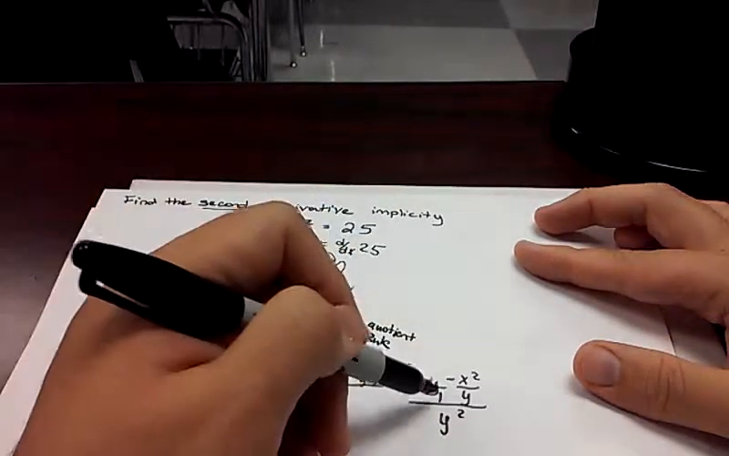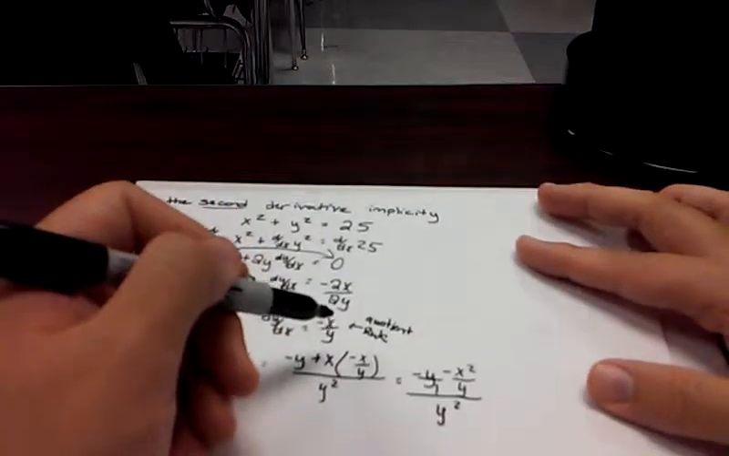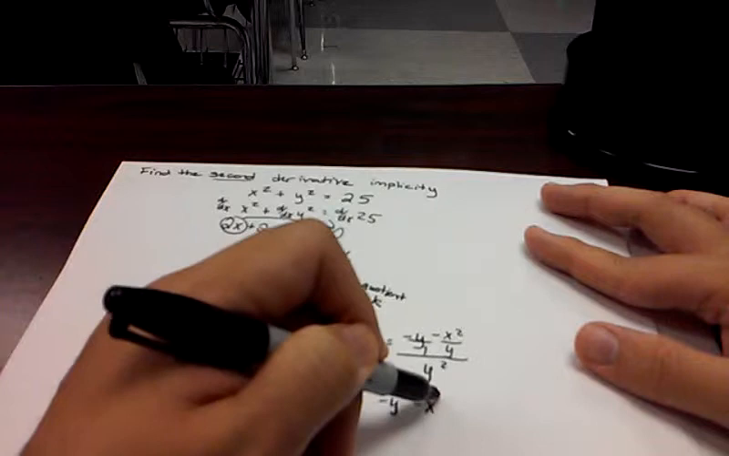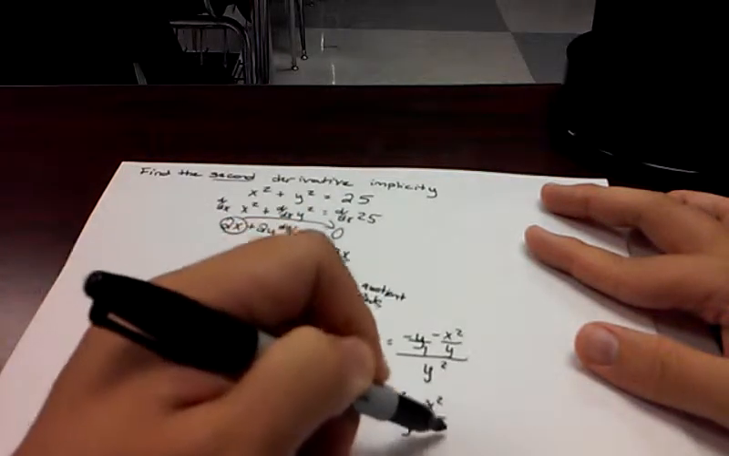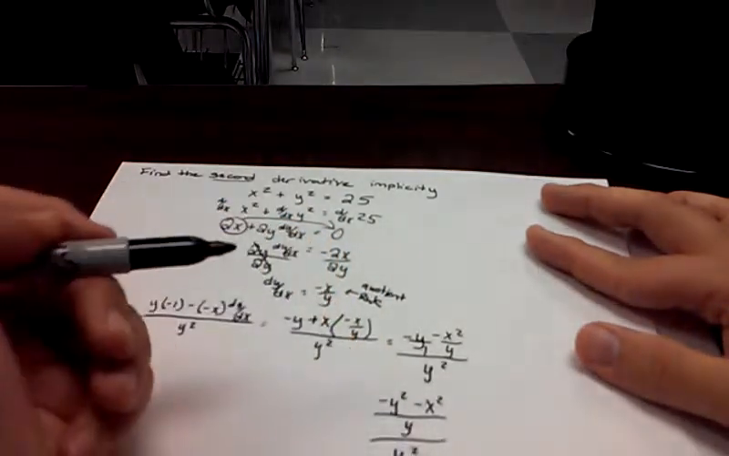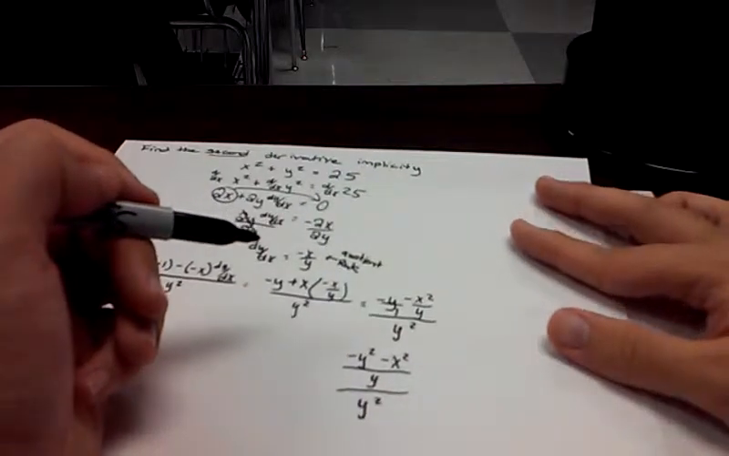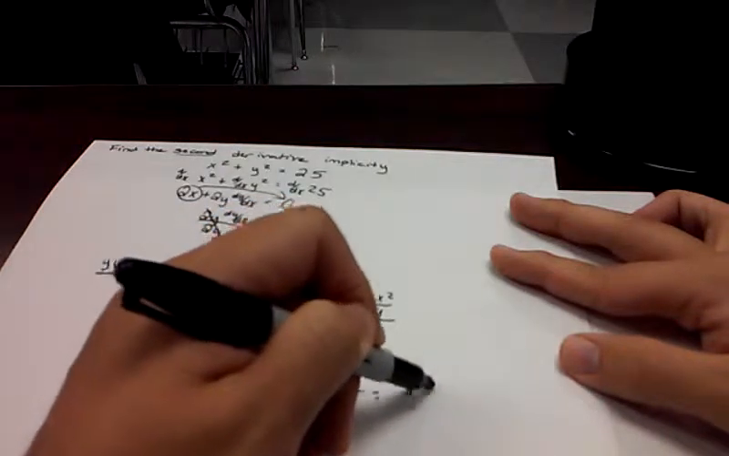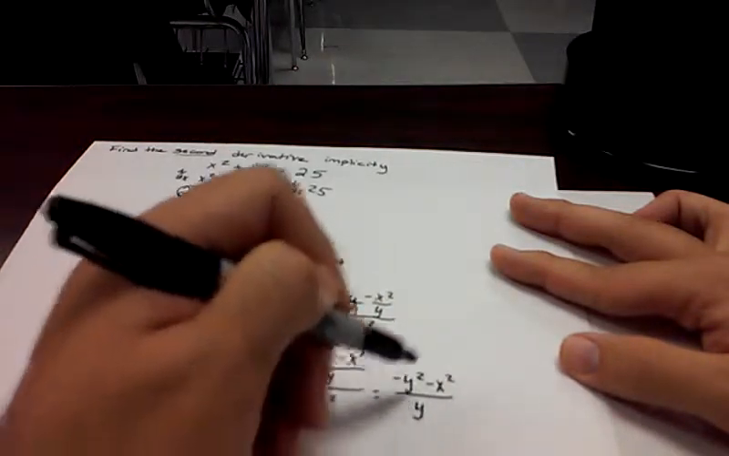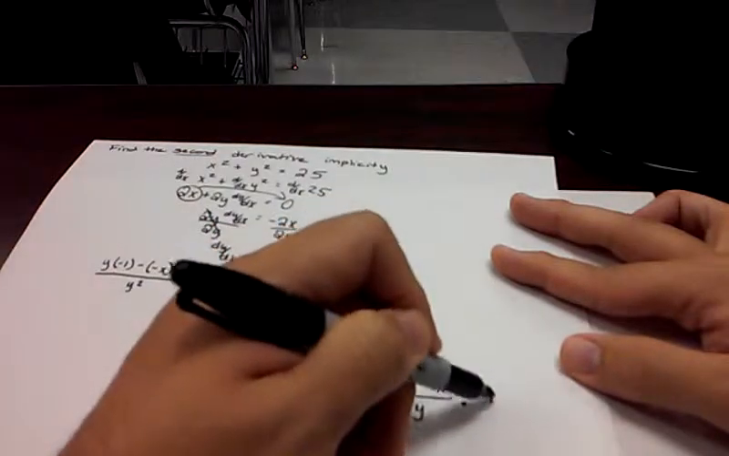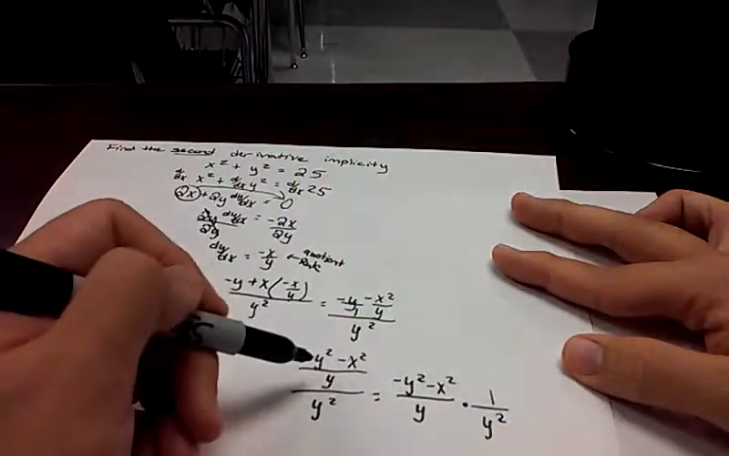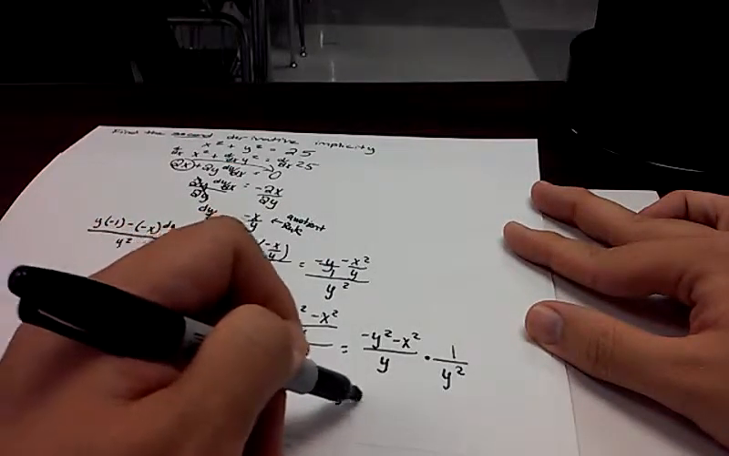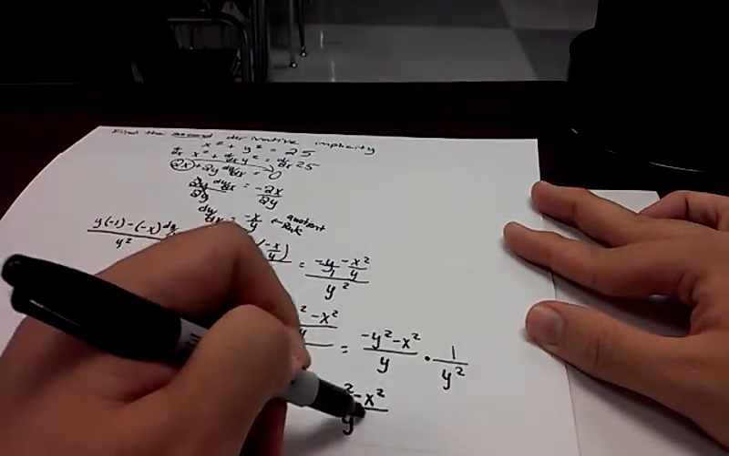I want to make sure that this is under the same fraction, so I'm going to put this over 1. I'm going to cross multiply, and I'm going to get negative y squared minus x squared over y all over y squared. This is a complex fraction, so I'm going to stay, change, flip. So I'm going to have negative y squared minus x squared over y. Change this to multiplication and flip it, so 1 over y squared. Now I'm going to multiply across and get negative y squared minus x squared over y cubed.